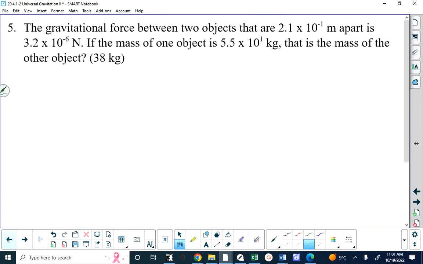Gravitational force between two objects, and you're given the distance. The mass of one object is given, and you're given the force. What is the mass of the other? So let's call this m1. So what we have is r is 0.21 meters. We often see stuff like that in science, 2.1 times 10 to the negative 1. That's 0.21. Okay. The gravitational force is given.